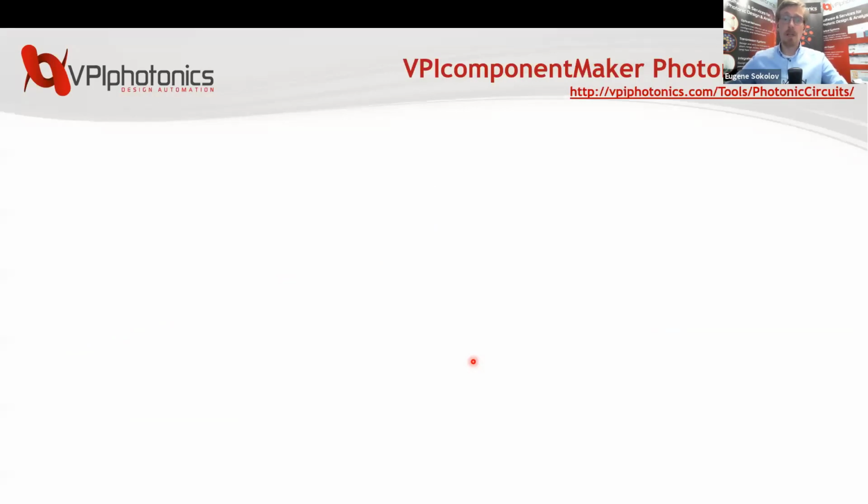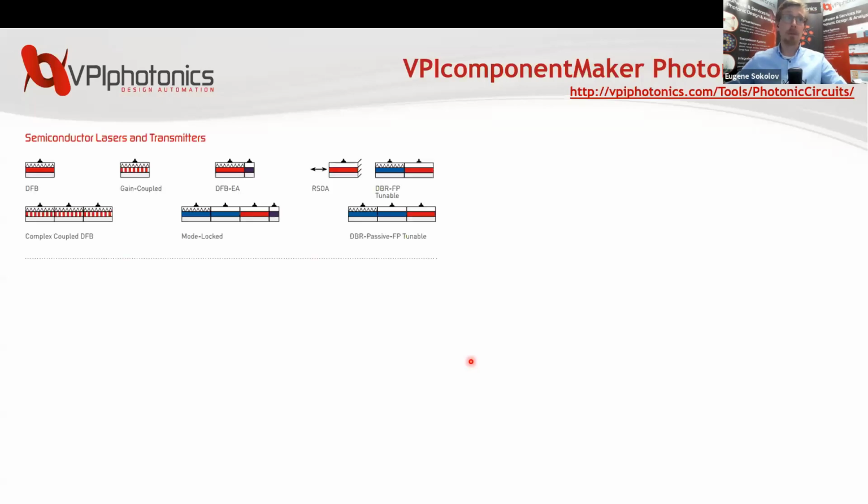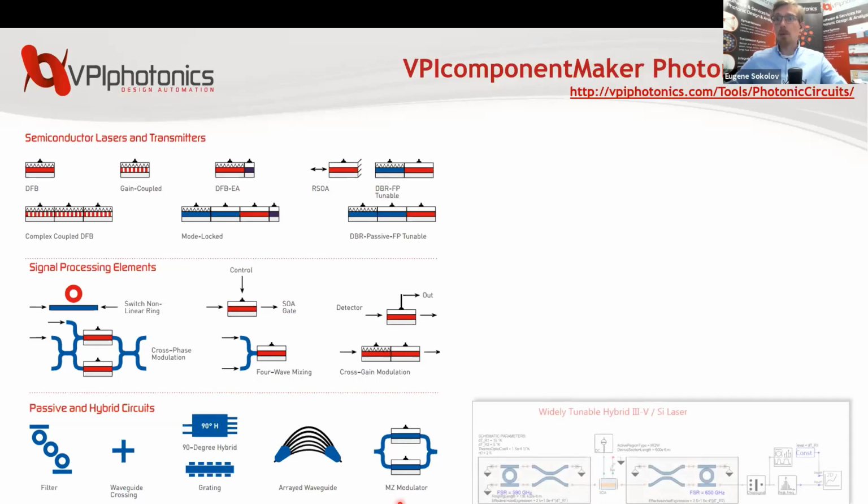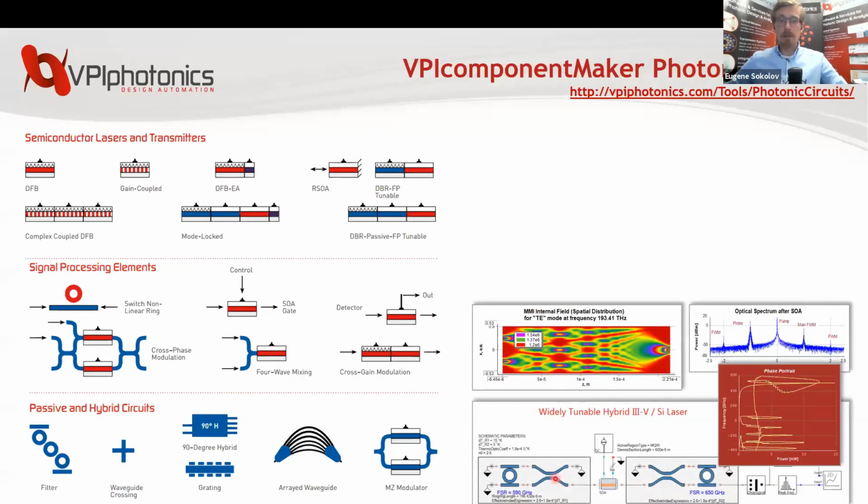The solution is already implemented in the product called VPIcomponentMaker photonic circuits. It can be used for very different types of applications. Here you can see a few examples of them. And probably one of the typical examples is this hybrid tunable III-V silicon laser with some active section here and passive silicon-based ring reflectors to form the cavity.